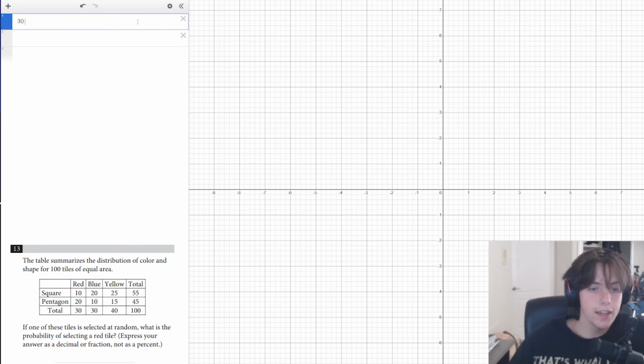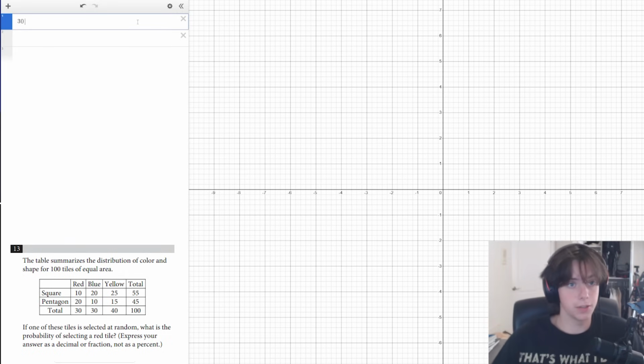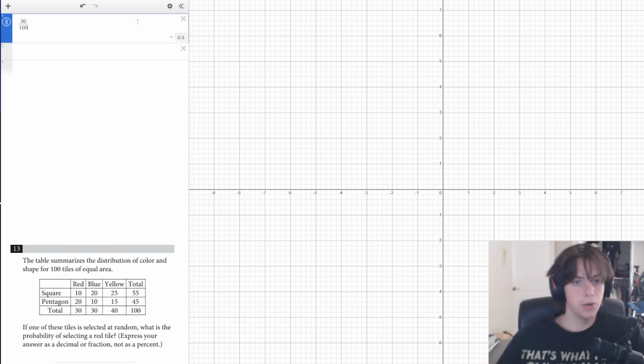So what we're going to be looking at is the total amount of red tiles, which is 30, and our total amount of tiles, which is 100. So our total answer is 30 over 100, which is 0.3. You can write that, or 3 over 10.